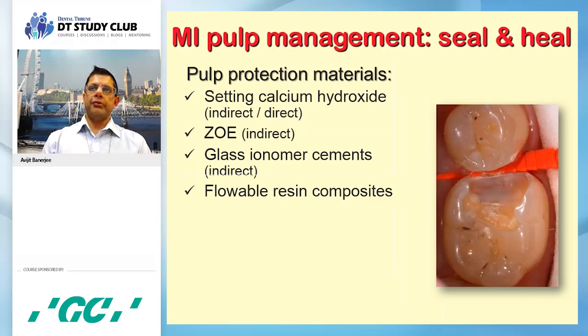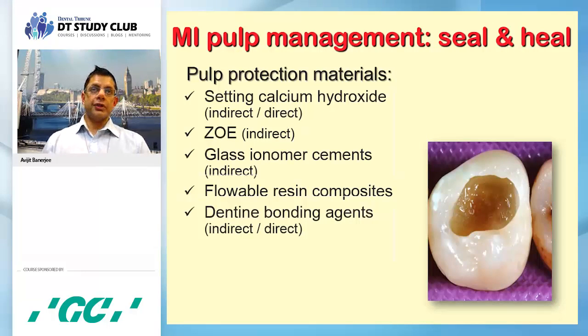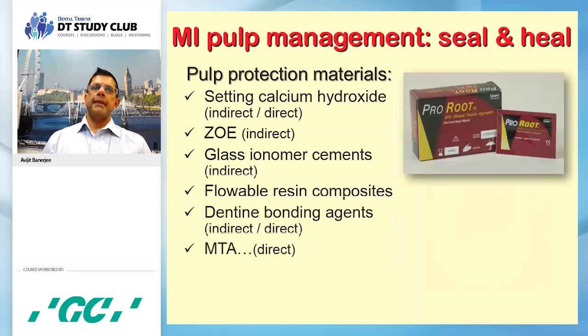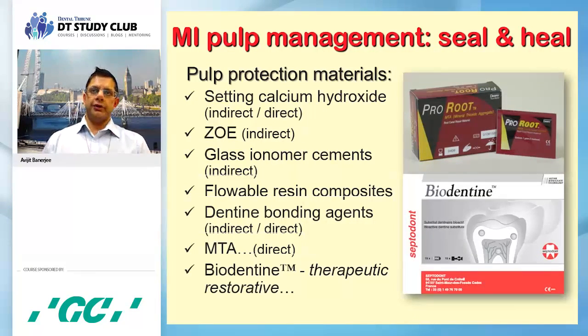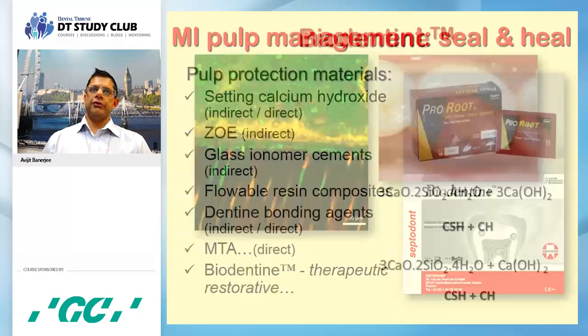So flowable composites that adapt well to all the irregularities in a deep cavity may well be an option in terms of pulp management. You can bond to caries affected dentine, which I will show you shortly. I will show you this case a little bit later. And we have other materials, the calcium silicate materials, mineral trioxide aggregate, and now Biodentine, a more therapeutic restorative material.